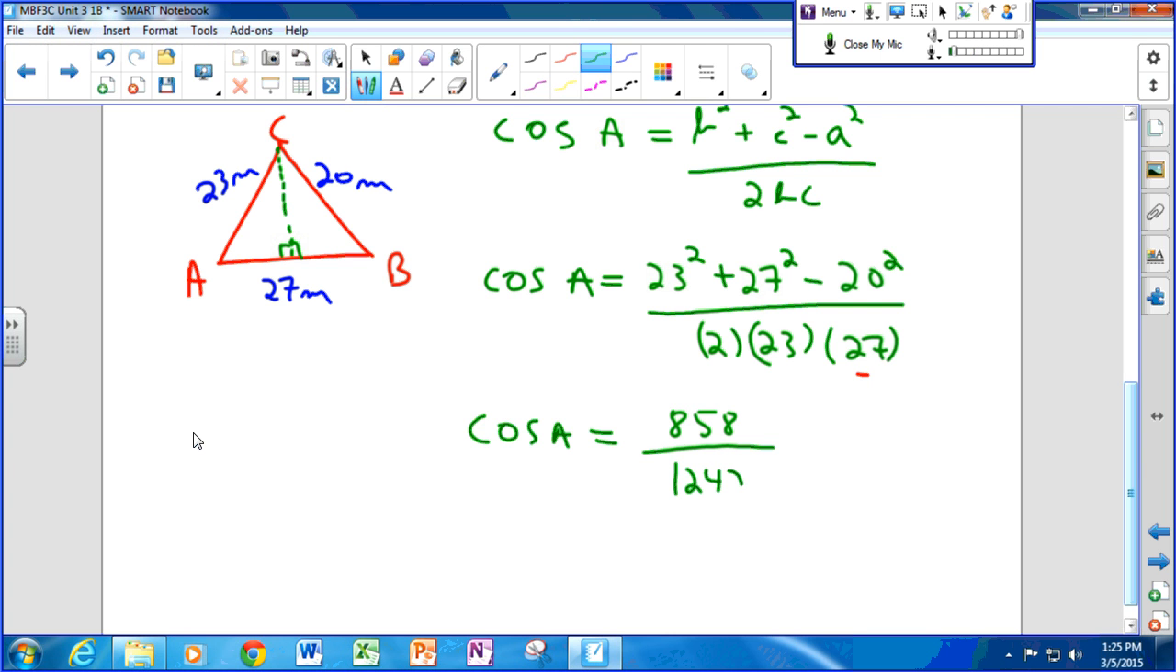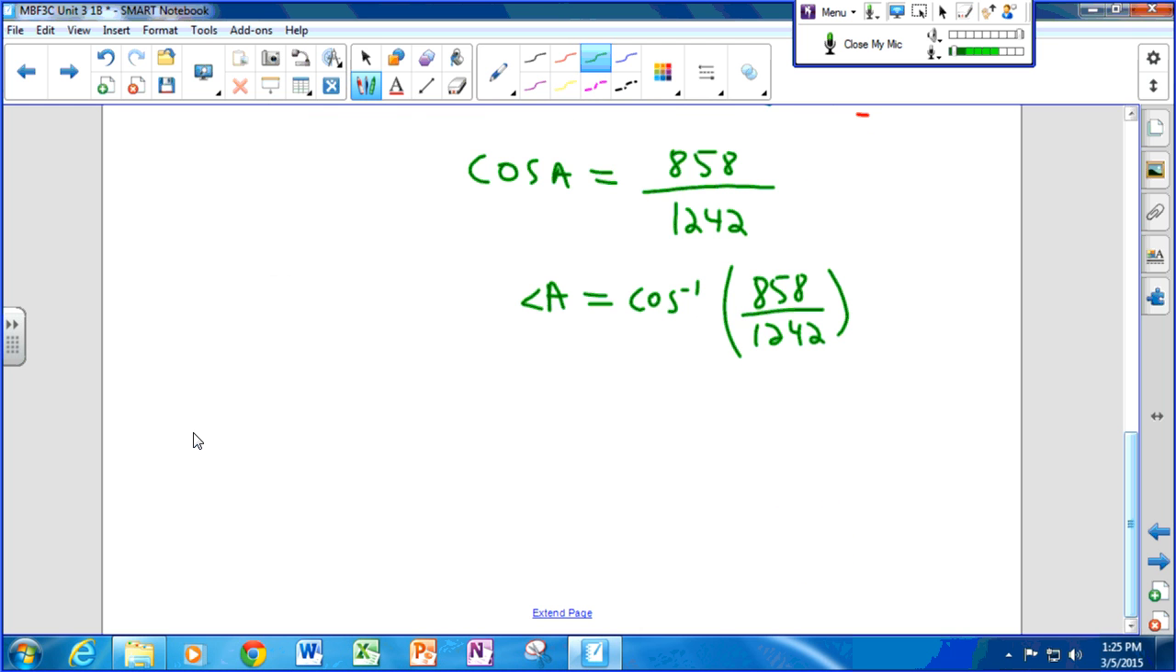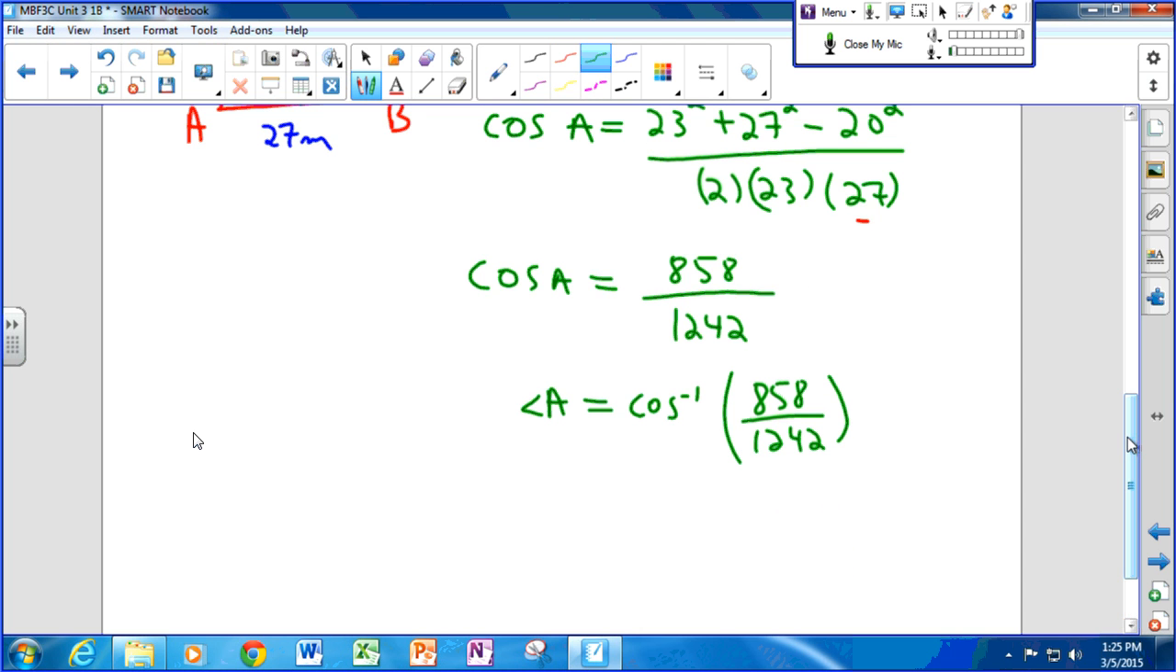You see that? Now we're right back to where we were back in lesson 11. We have a ratio that represents the cosine of an angle. And so if we want that angle A, then we're going to do the inverse cosine. Look at that. 858 divided by 1,242. I've got to extend this page here.